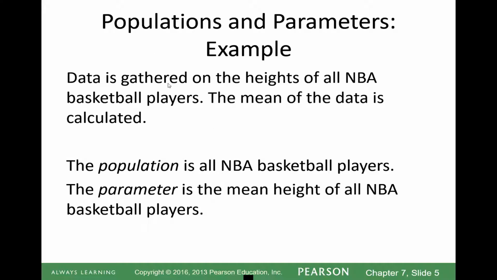Population parameters. Data is gathered on the heights of all NBA players. The mean of the data is calculated. The population here is the population of NBA players. The parameter is the mean height, what we wanted to measure.